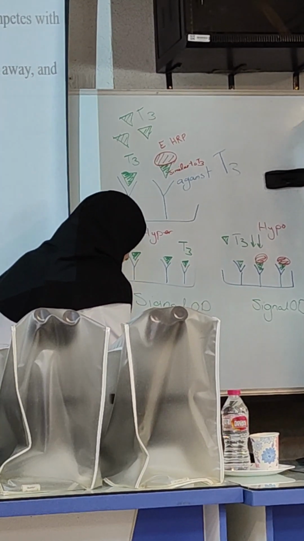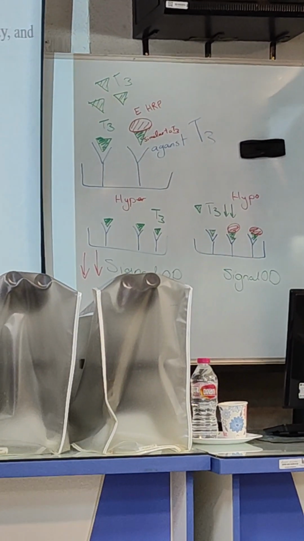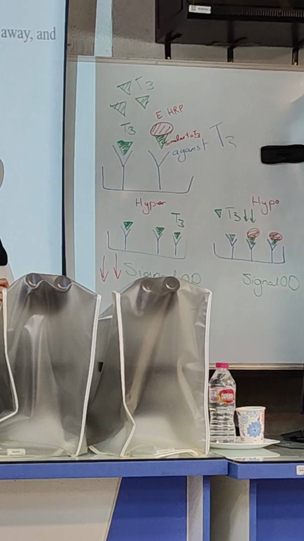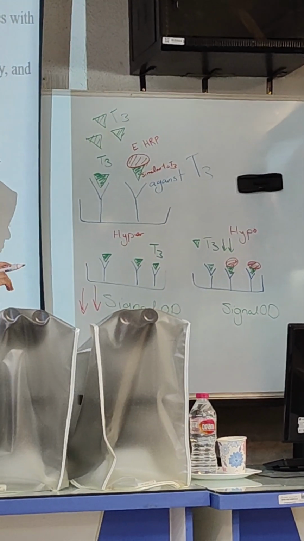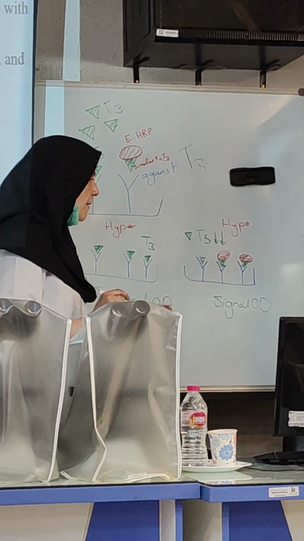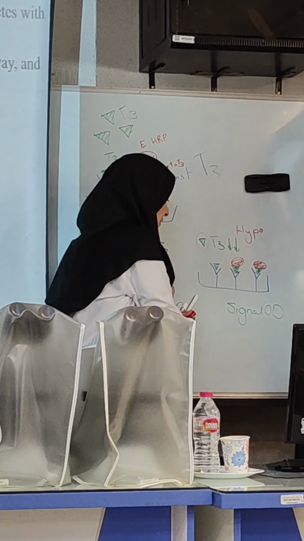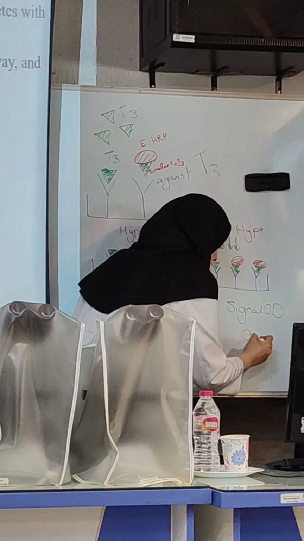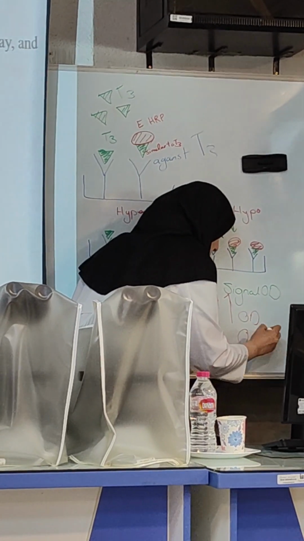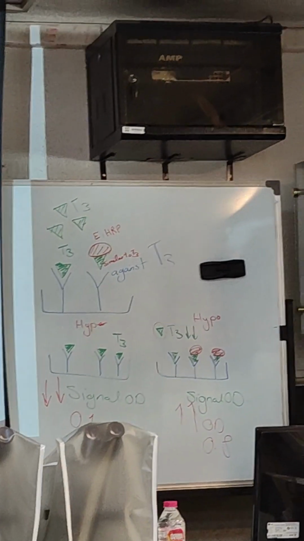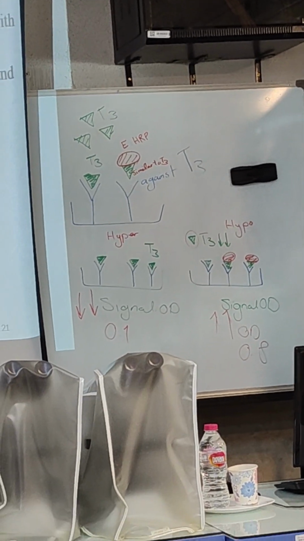For example, maybe 0.1. Is there any unit for absorbance? No, actually there is no unit for absorbance or OD. What about this one? Because the amount of the hormone is very low, the OD is high. Maybe 0.8. Do you understand the difference between the hyper and hypo situations?